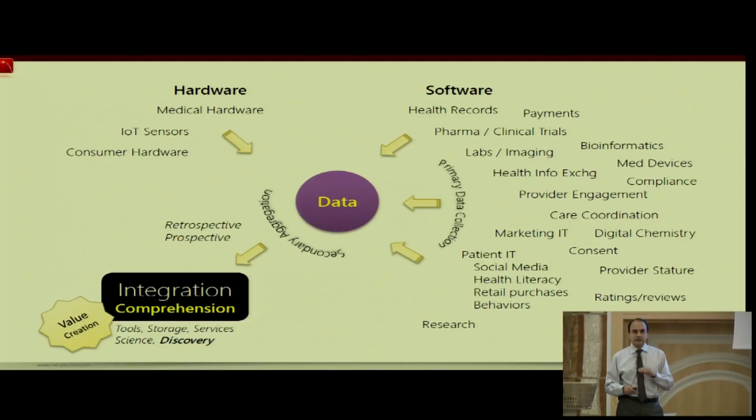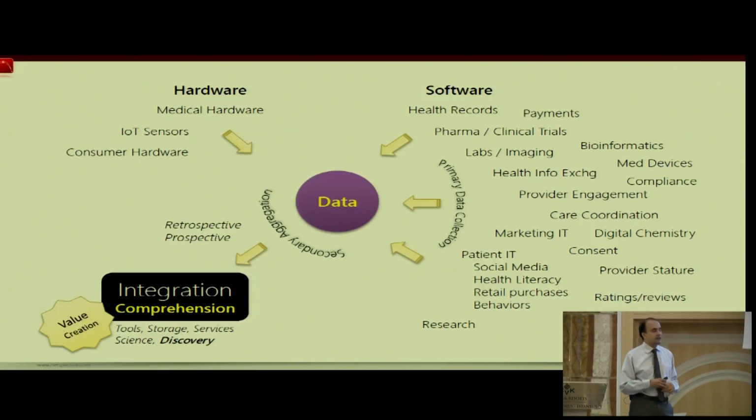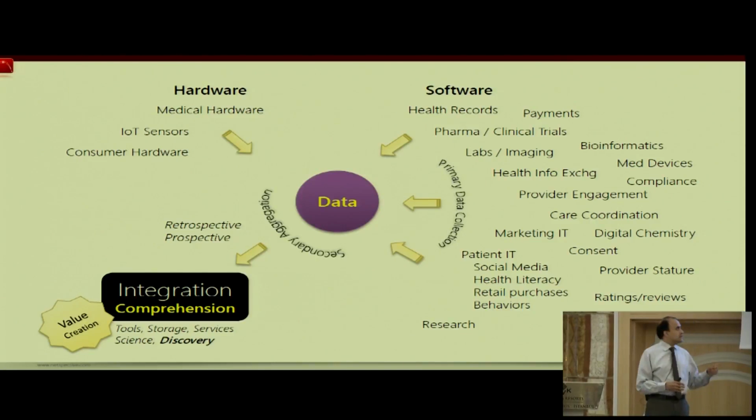We have a ton of data. I'm going to spend a little time on this slide, but really what we have is plenty of systems. So if you're thinking, okay, should I get into software? Should I get more data? Really, if you look at it, we have medical-specific hardware, Internet of Things sensors, consumer hardware like phones, et cetera, that's producing data. And we have a lot of software, right?